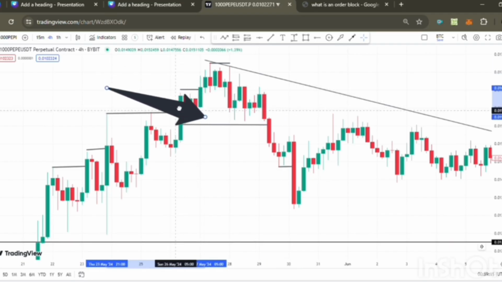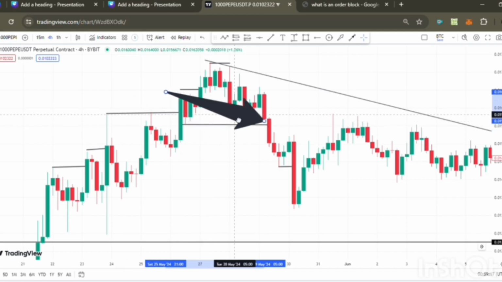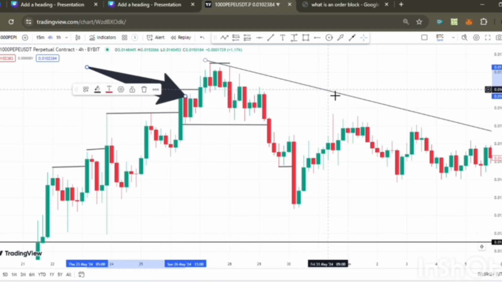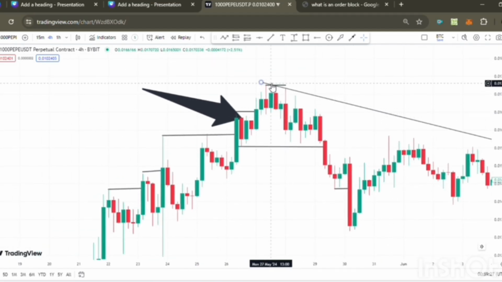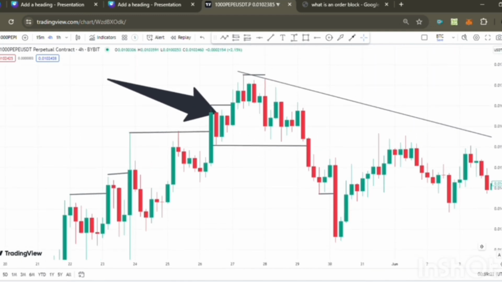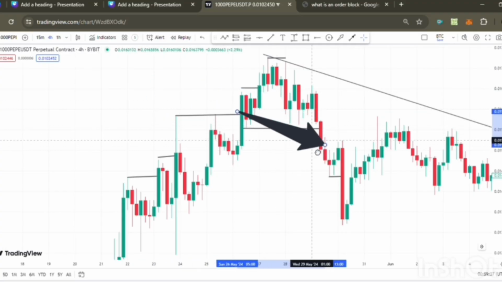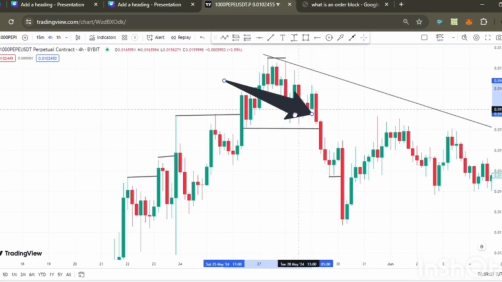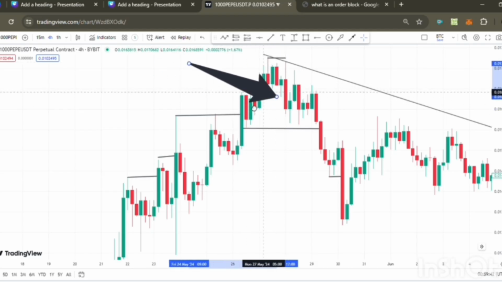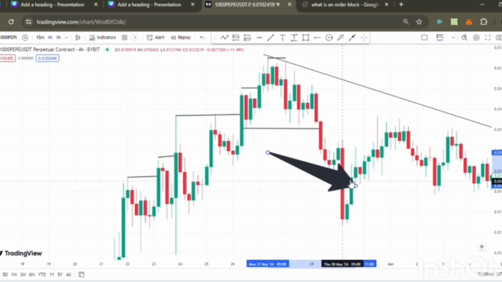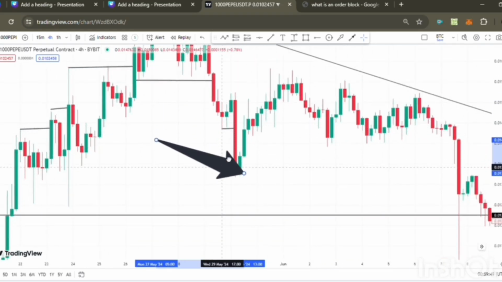Until this line I drew here is broken, you need to wait for confirmation, because confirmation is where we experience patience. The market is all about patience, so you need to experience this patience while waiting for what will happen in the market. As you can see, this market confidently gave me a break of change of character here. So I can now say the market is likely making a downtrend movement, and will continue the downtrend.